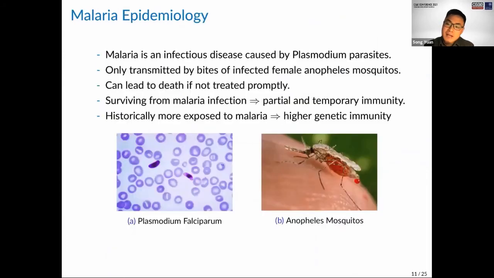In terms of malaria epidemiology, which is the source of our identification strategy, malaria is an infectious disease transmitted by mosquitoes. If you contract it, it can lead to death if you're not treated promptly. But if you survive, you can gain partial and temporary immunity. And if a place is historically exposed to malaria, then the local population can develop genetic immunity to malaria.